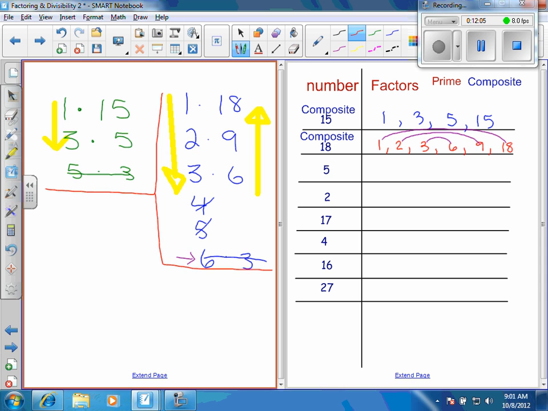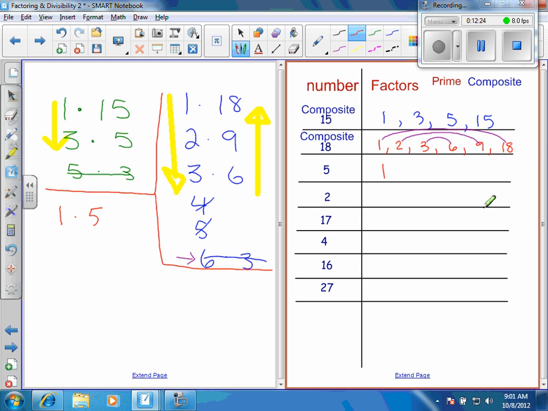How do you get 5 with multiples? 1 times 5. Is that it, or are there more? That's it, right? So what kind of number is 5? The two factors of 5 are 1 and 5, so we call it a prime number.